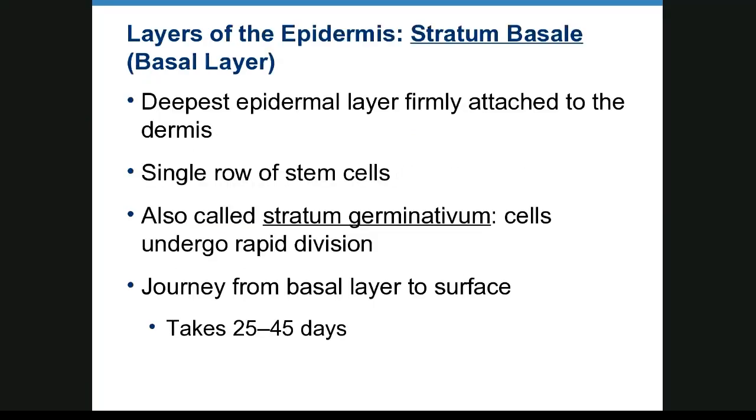Now, the layers of the epidermis. The layer at the very closest to the dermis is the stratum basale. It's also called stratum germinativum. Think of a plant germinating. This is the beginning, the stem cells. They rapidly divide. You always keep a layer of stem cells in this layer. And it takes about 25 to 45 days for it to go from the basal layer up to the top.